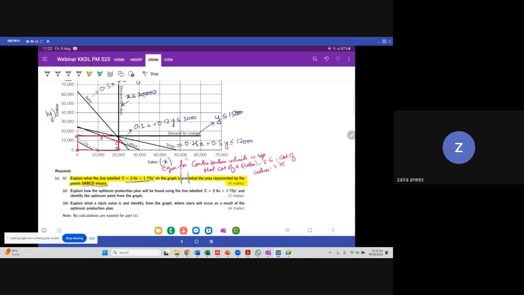Then it says, explain how the optimum production plan will be found using the line labeled C and identify the optimum point from the graph. Now the examiner is saying explain how the optimum production plan will be found using the line labeled C = 2.6x + 1.75y. So you are not supposed to use the points, you are supposed to use the scale option, right?